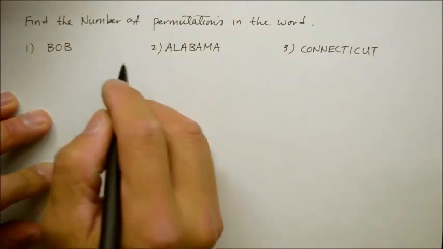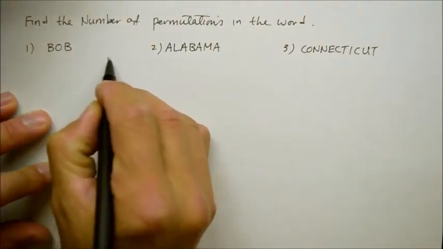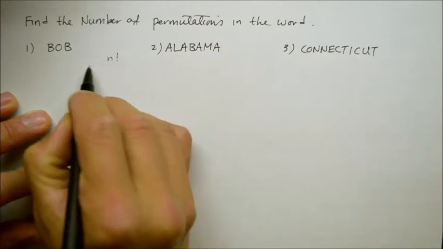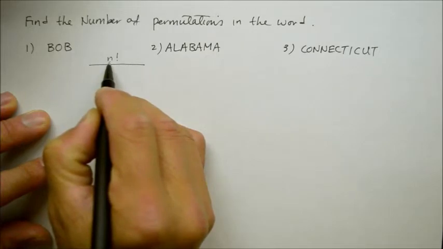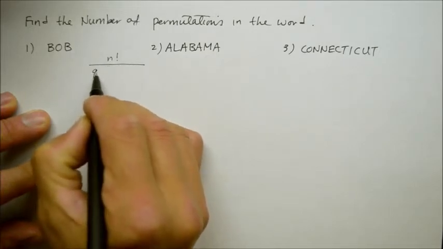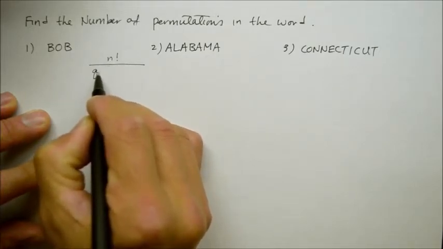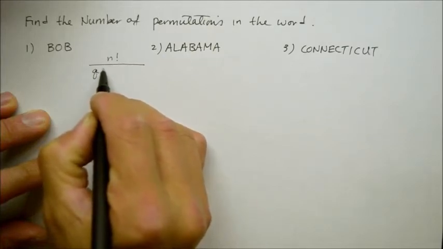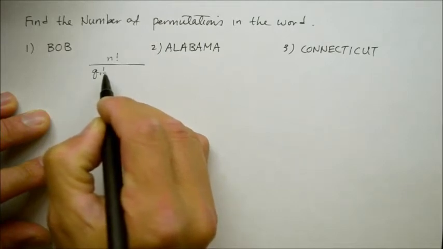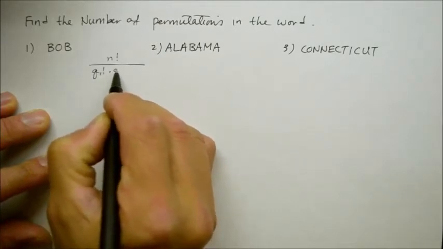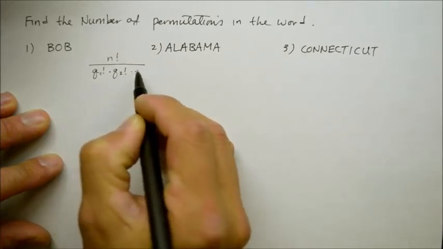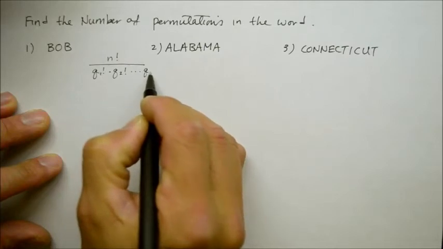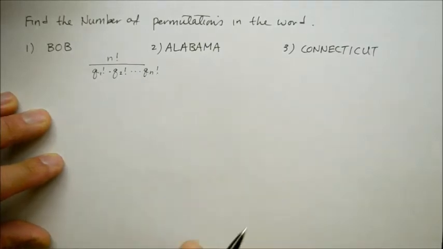It's given as n factorial, the total number of letters, divided by the factorial of a repeating number of letters. And if there's more than one of them, we say q1 factorial times another number, until we get a total of whatever the total repeating letters we have. That's the general setup.